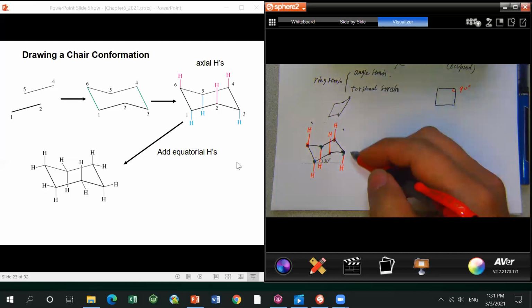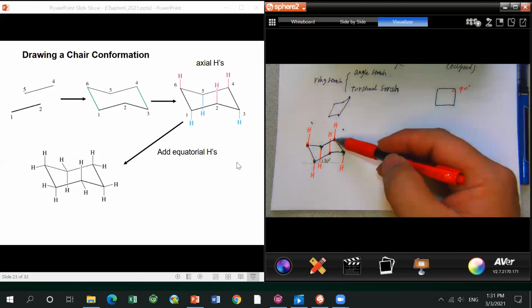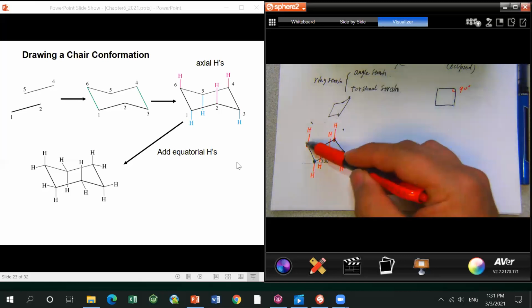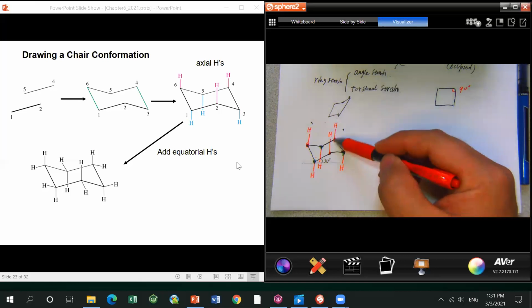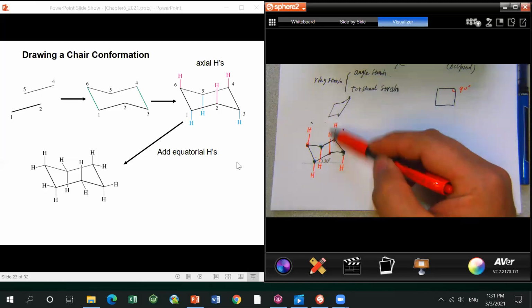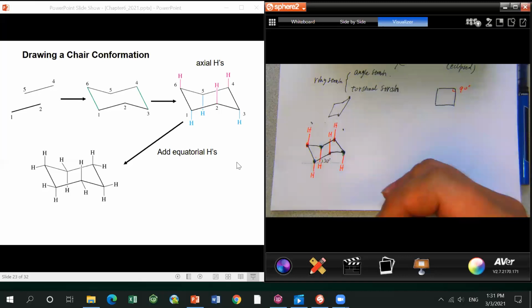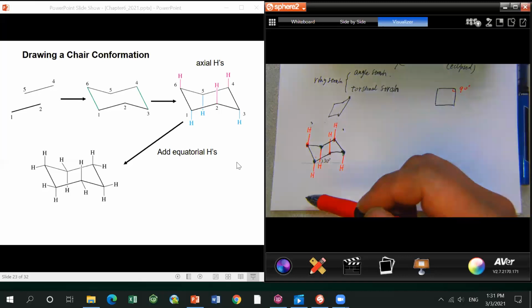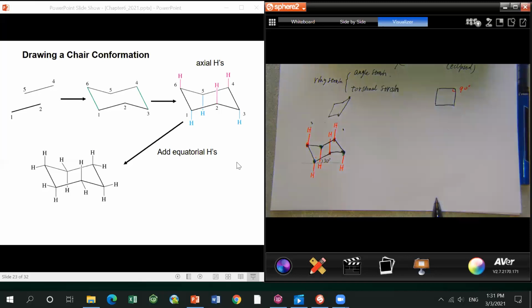Again, whether the CH bond goes up or down depends on which carbon it is attached to. A carbon that is up has its CH bond going up, and a carbon that is down has its CH bond going down. All right, next, we need to draw the equatorial bonds, which we just learned in the previous slide.